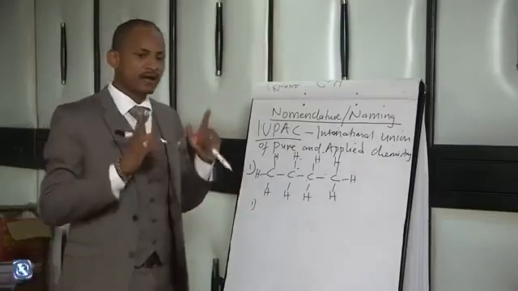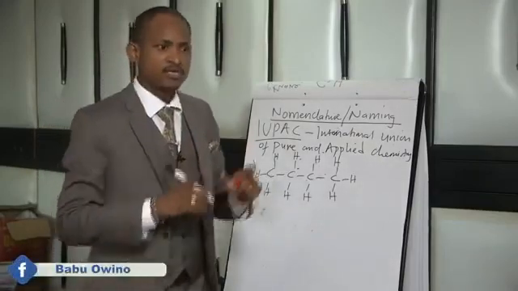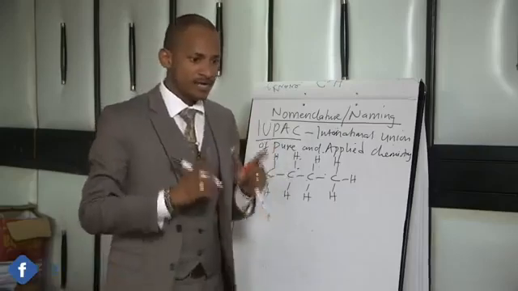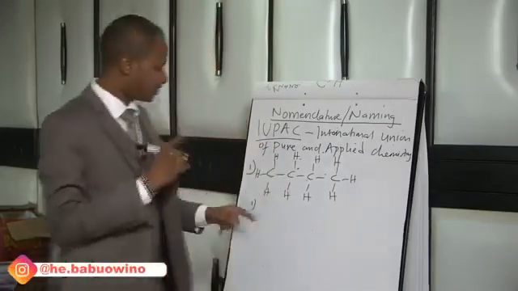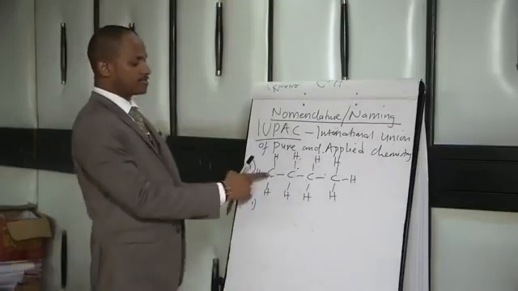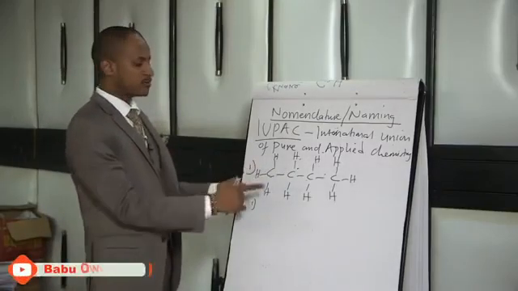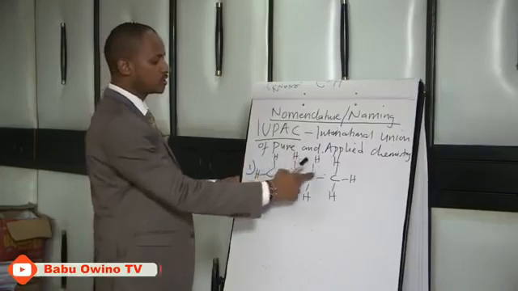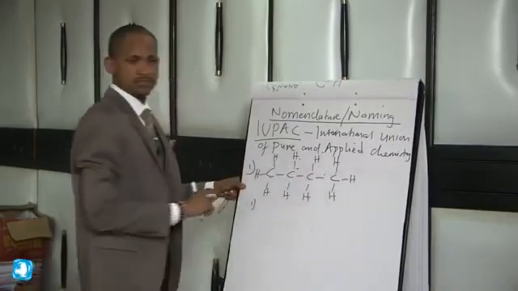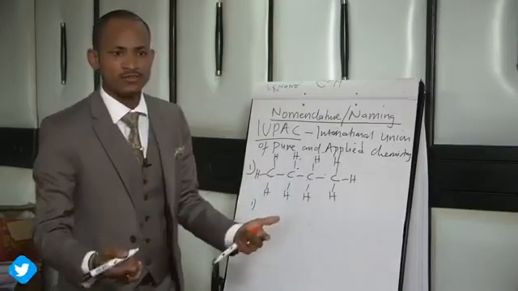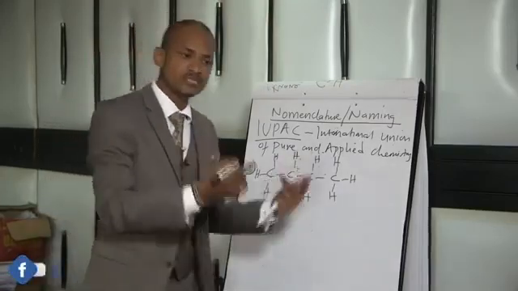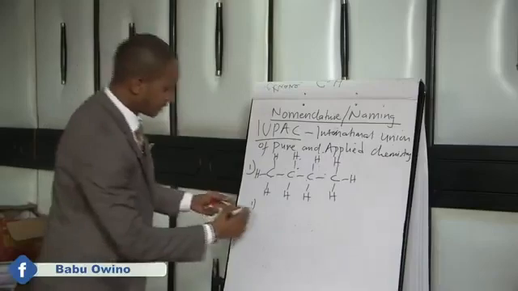So in naming this, the first step, write down, identify the longest continuous carbon chain. Again, identify the longest continuous carbon chain. Number one. So in our case, if we identify the longest continuous carbon chain here it is 1, 2, 3, 4. You just count. The longest continuous carbon chain is 4. And number 4, we know very well that it is butane. Okay?